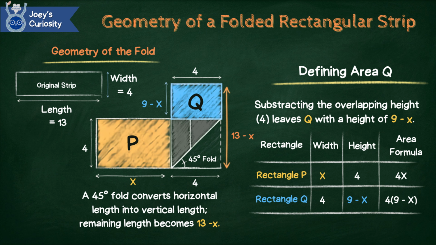Second, we track the fold of the paper to find the dimensions of the top rectangle, Q. Now, here's a brilliant little geometry hack for you. A 45-degree fold acts exactly like a mirror, perfectly converting horizontal length straight into vertical height. The remaining horizontal paper, which is 13 minus x, basically becomes our new total vertical height. By subtracting the overlapping height of 4, we find Q's actual height is 9 minus x. And since its width is still 4, Q's area is just 4 times that new height of 9 minus x.